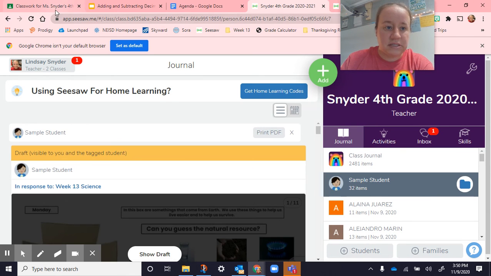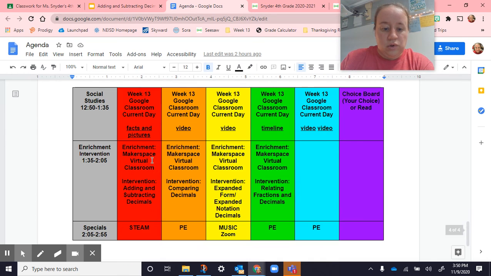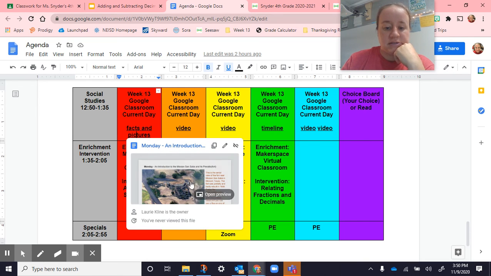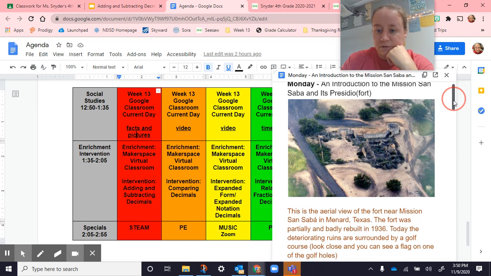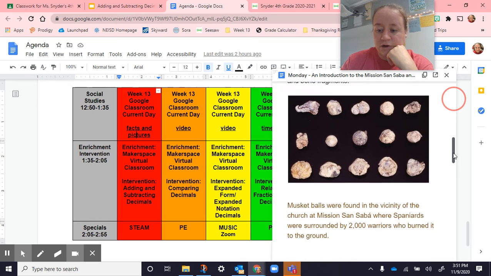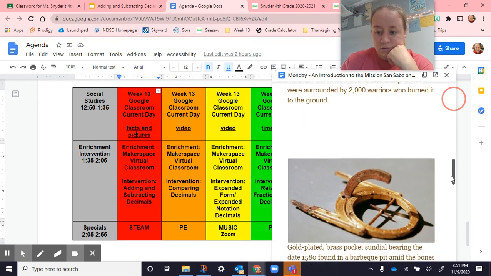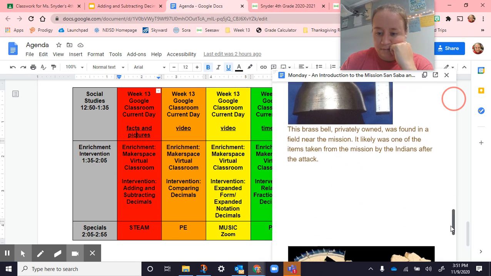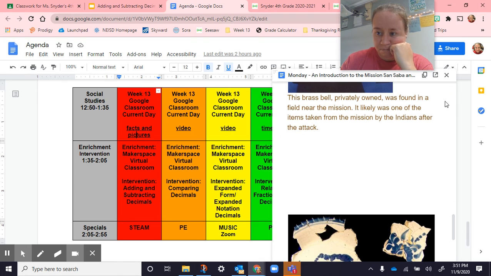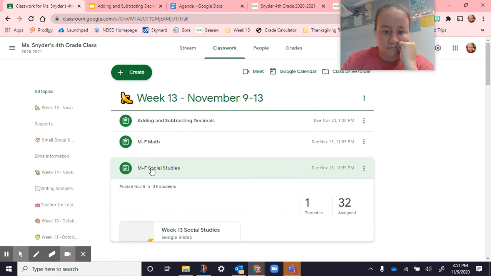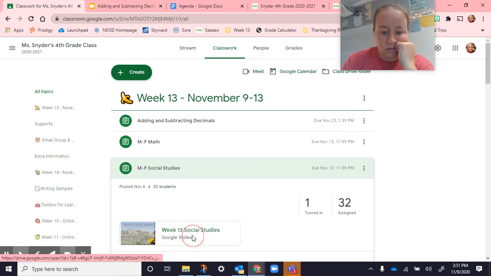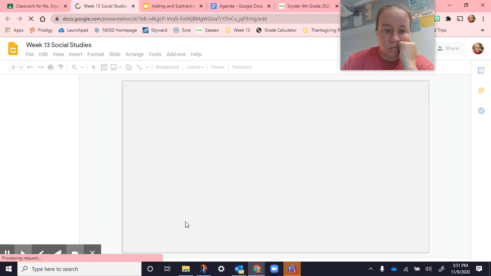And then in social studies today, we worked on the week 13. You can click this and make a copy. This had some photos and different things that you can look at and read about some of the different mission sites. And these were artifacts that were found. So you can click that. When it comes up, it'll say make a copy. You just make a copy. Then your week 13 is in Google Classroom. Click on that.